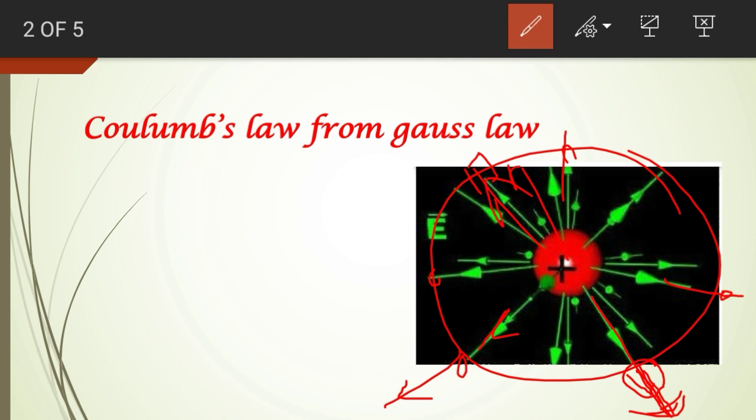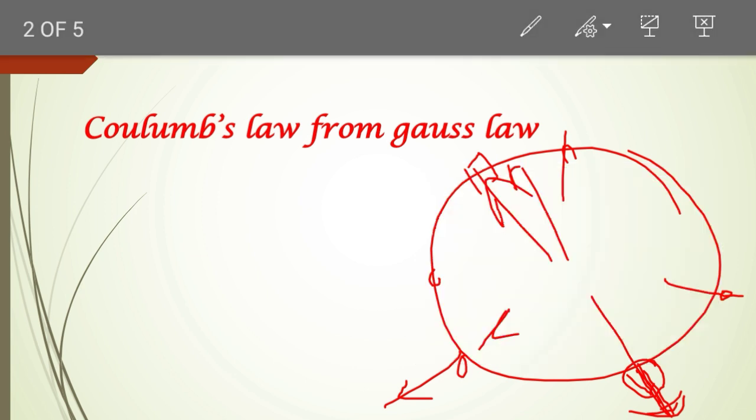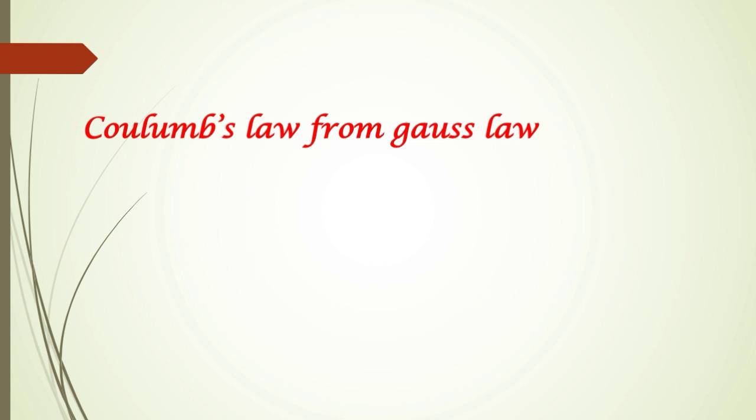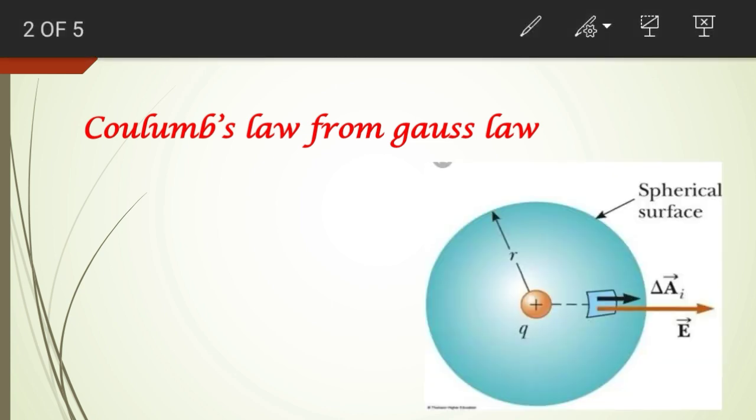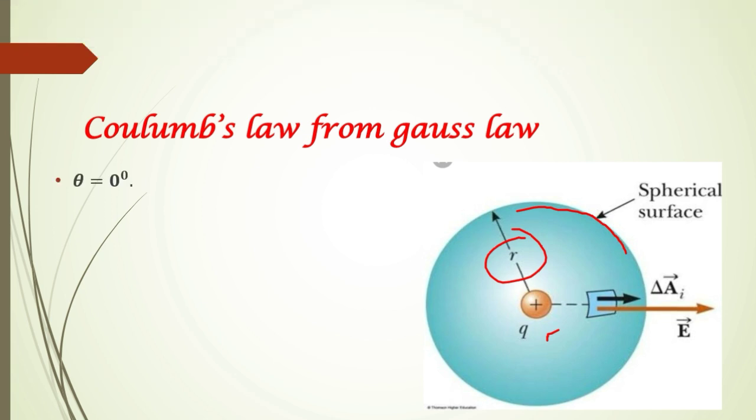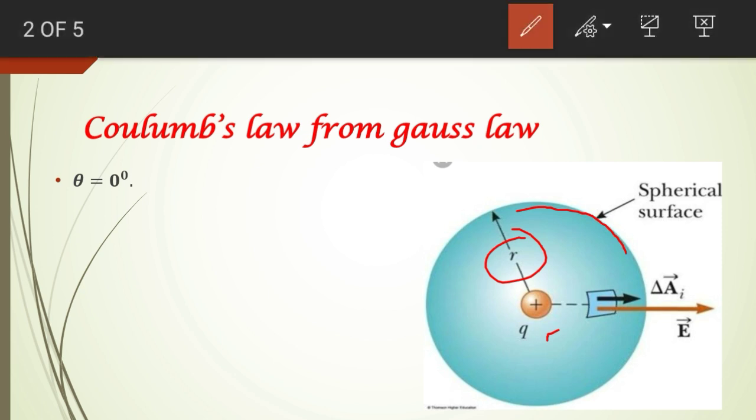So I have to consider the spherical surface. Now I remove the lines of force. I simply take a charge q and draw a spherical surface, which I call the Gaussian surface. This spherical surface has radius r. The angle between the electric field and the surface area is always 0 here.